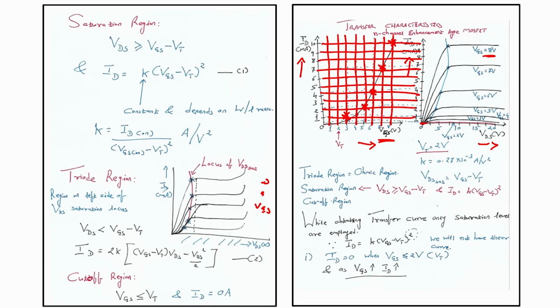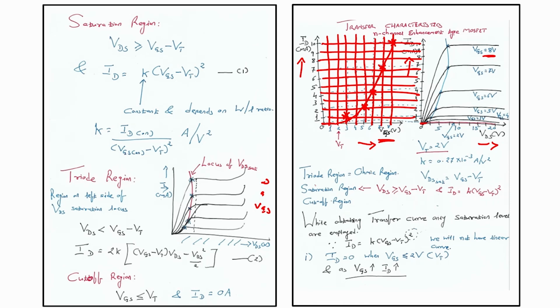Now, if I join all these marks like this, I have my transfer characteristics. Easy, very easy, right, very easy.